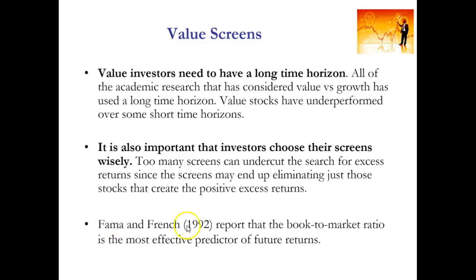Fama and French, in their study in 1992, actually compared all these different value screens that we've just discussed, and they argued that the book-to-market ratio is the most effective predictor of future returns, so their view is it is the approach that should be used as a passive screen by value investors.